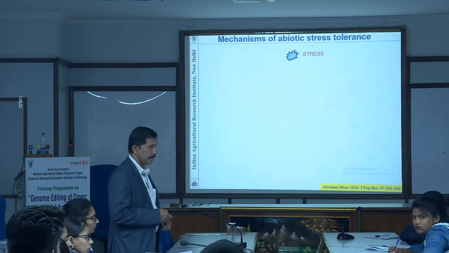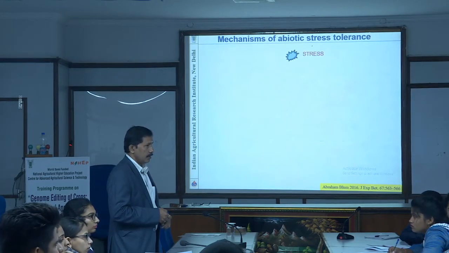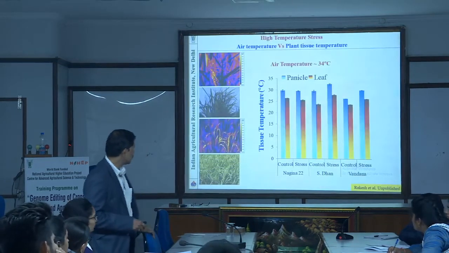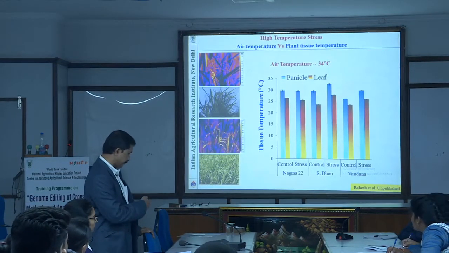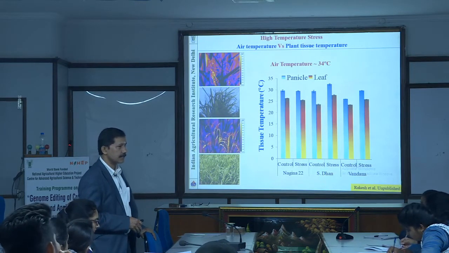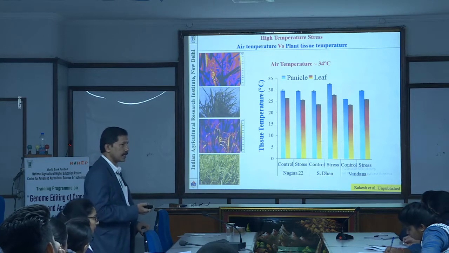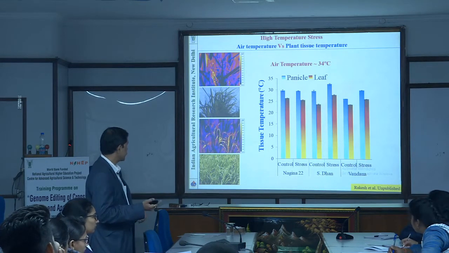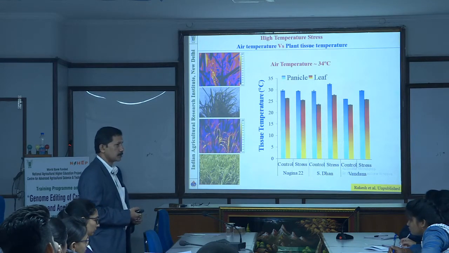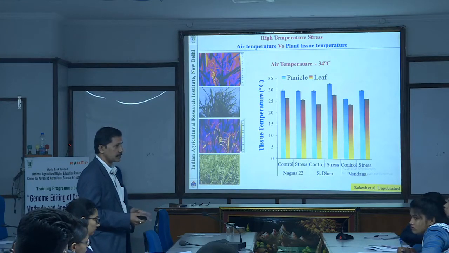But if the facility for thermal imaging is not available, how can we measure the leaf canopy temperature? If thermal imaging is not available, you can use an infrared thermometer, which is very cheap. You can get an infrared thermal gun costing less than about 15,000. We will be doing a transcriptome experiment which costs several lakhs.